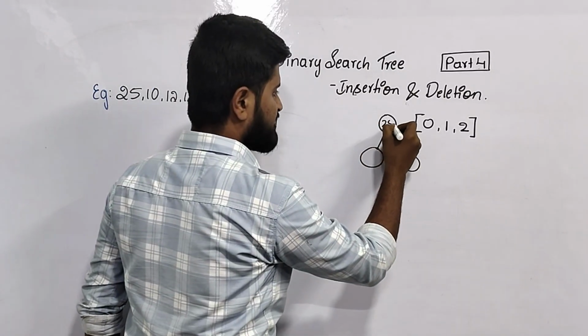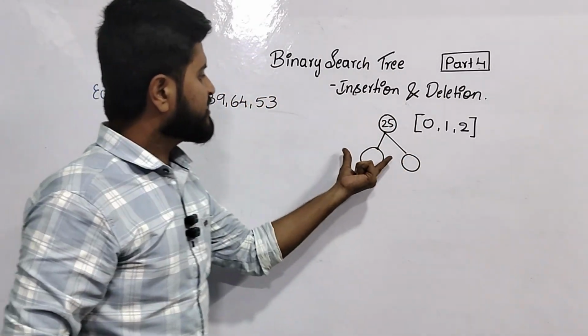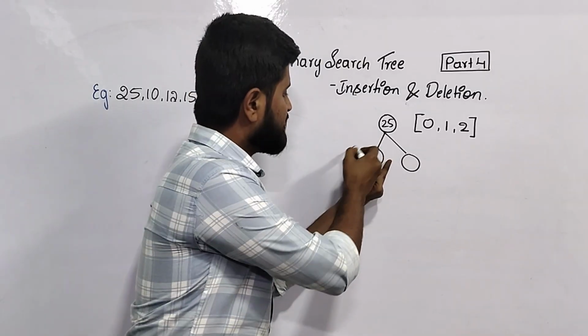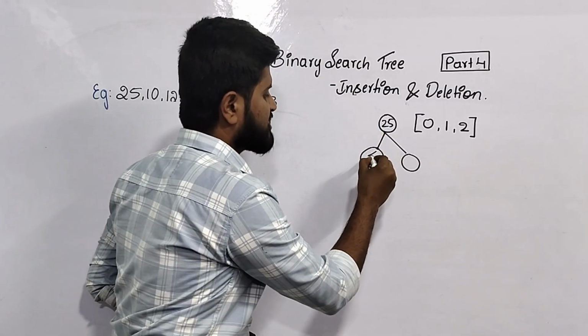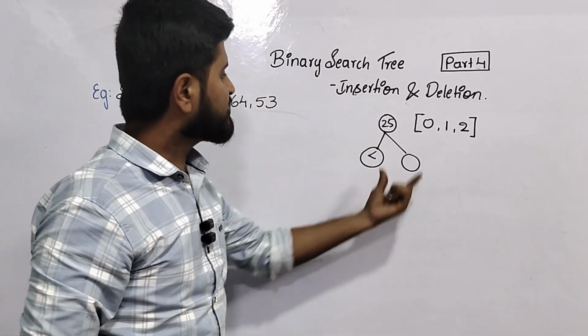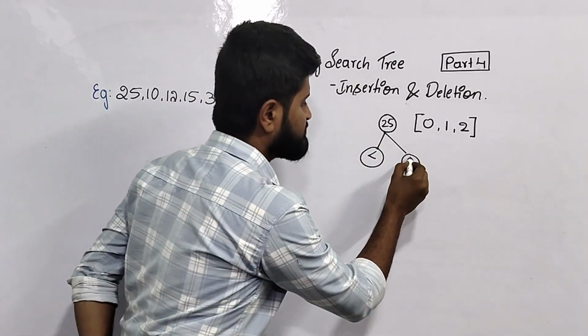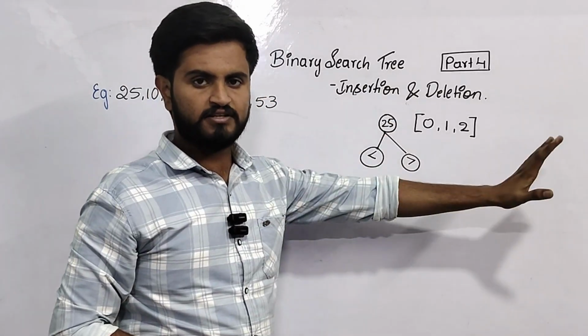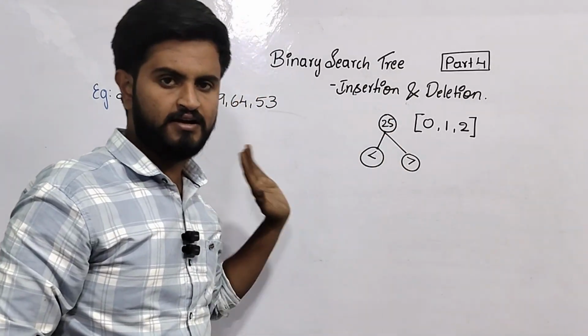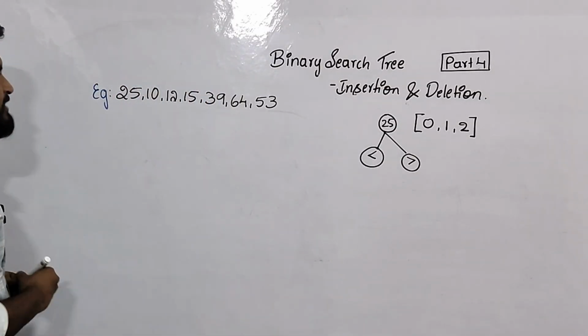Now, how to insert the values? For example, if I have 25 here, in the left subtree of this 25 there must be values which are less than 25. In the right subtree of 25, there must be values greater than 25. That is, greater values at the right side and lesser values at the left side. So now let's fill the values.